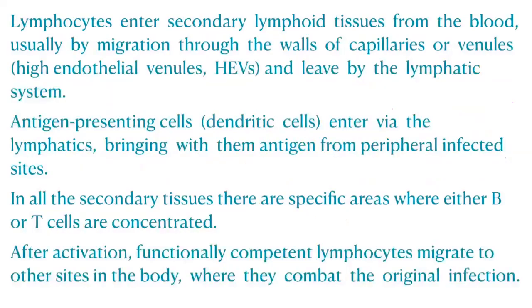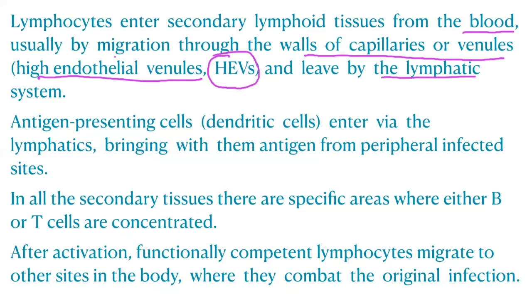So lymphocytes enter secondary lymphoid tissues from the blood. That means lymphocytes enter lymph nodes, spleen, tonsils or Peyer's patches, usually by migration through the walls of capillaries or venules. These venules are called high endothelial venules, and they leave by the lymphatic system. Antigen presenting cells, dendritic cells, enter via lymphatics, bringing with them antigen from the peripheral infected sites.